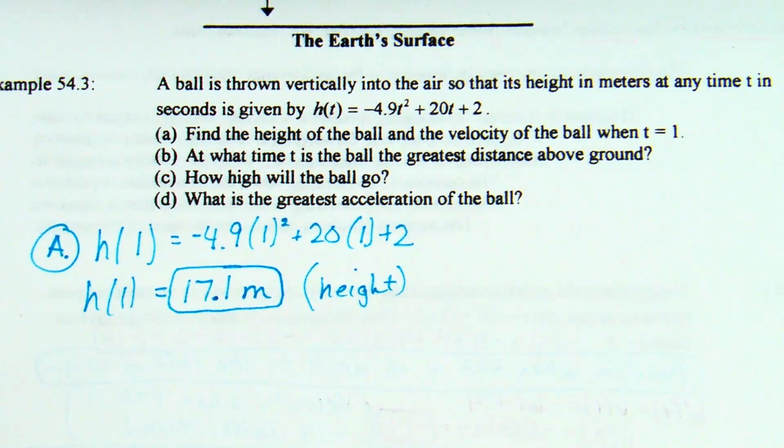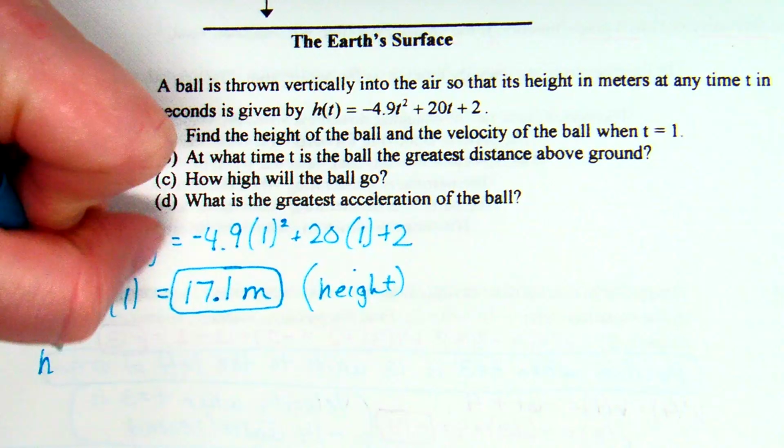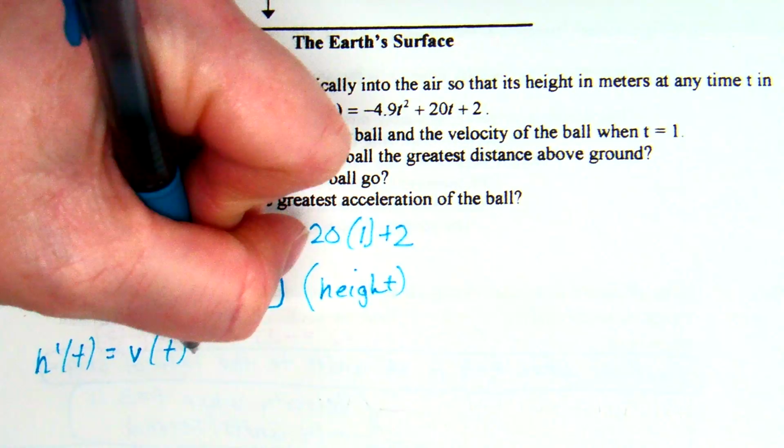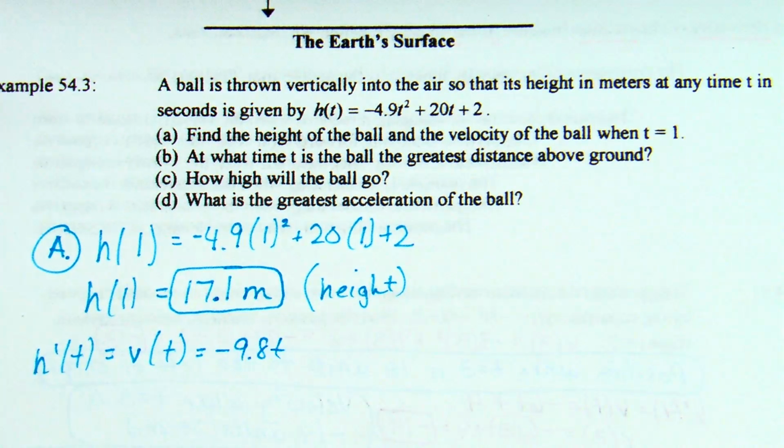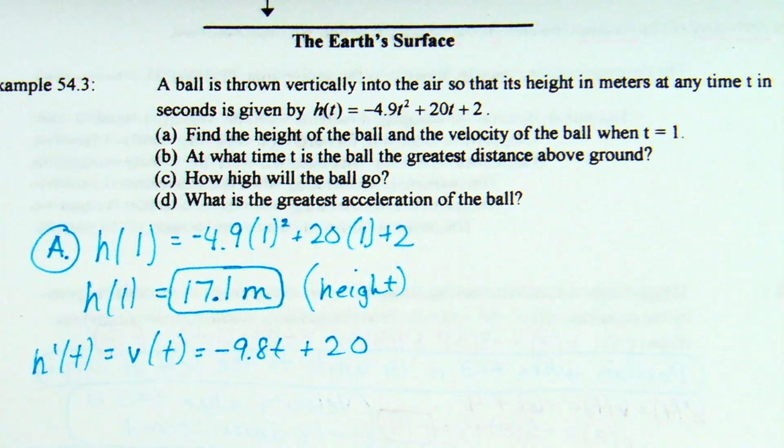Part A also wanted me to find the velocity when t is 1. How do I find the velocity? First derivative, yes? So we're going to be finding h prime of t, which is velocity. What is the derivative of negative 4.9 t squared? Negative 9.8 t. Derivative of 20t is plus 20. That 9.8 number, does it sound familiar, guys? Acceleration due to gravity, the number we just talked about on the front side.